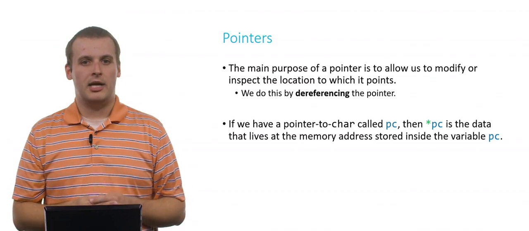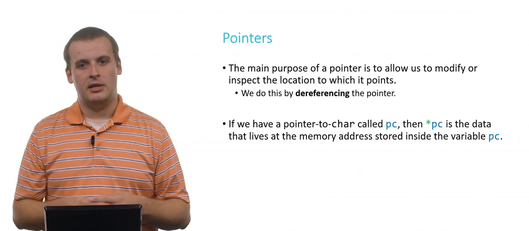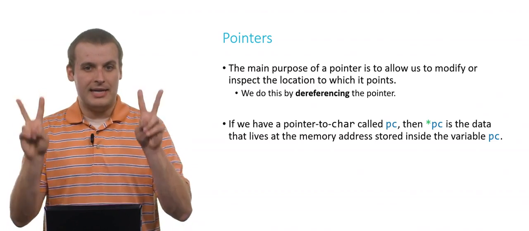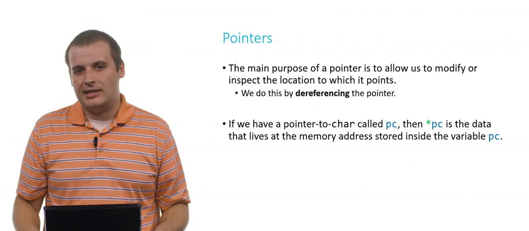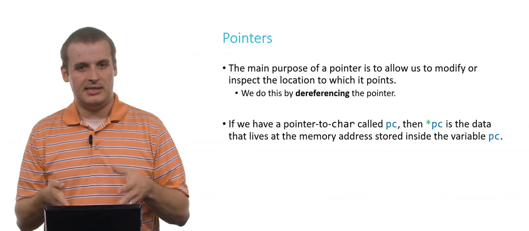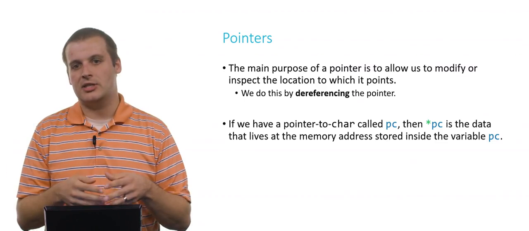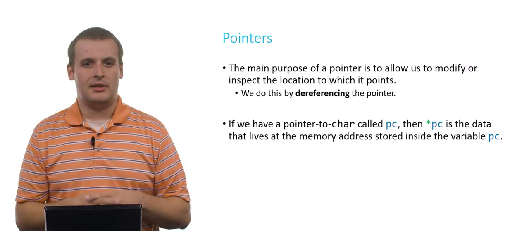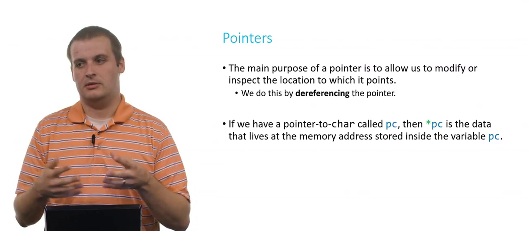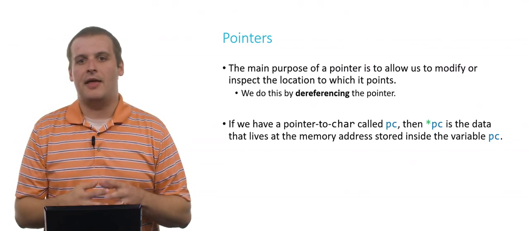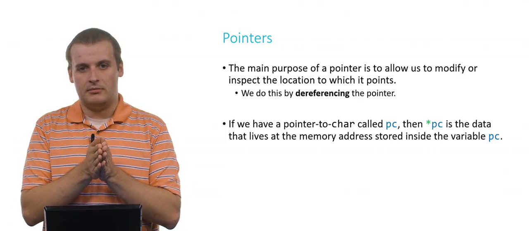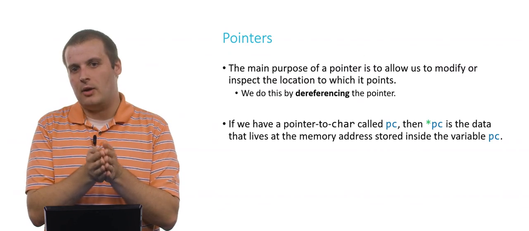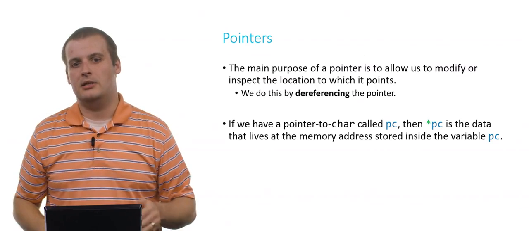So if we have a pointer called PC that points to a character, then we can say star PC. Star PC is the name of what we'll find if we go to the address PC. What we'll find there is a character, and star PC is how we refer to the data at that location. So we could say star PC equals capital D, and that means that whatever character was previously at memory address PC is now capital D.